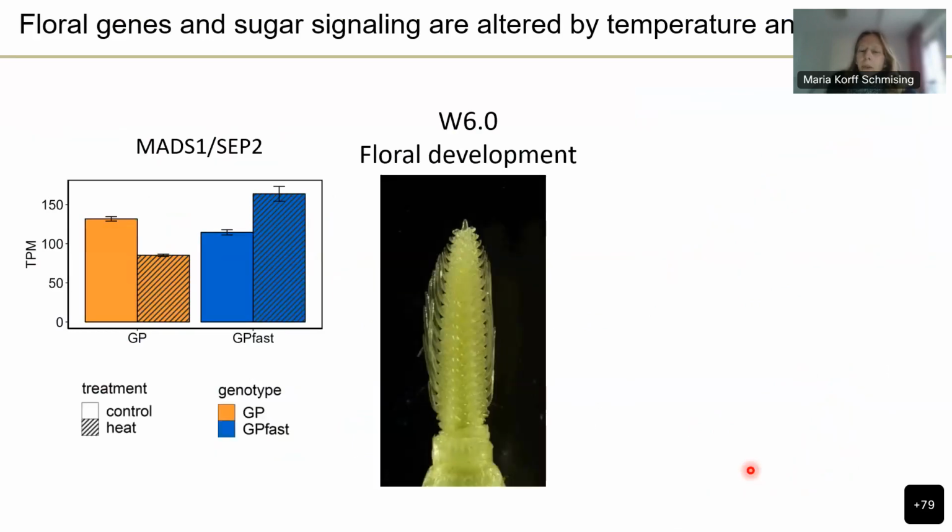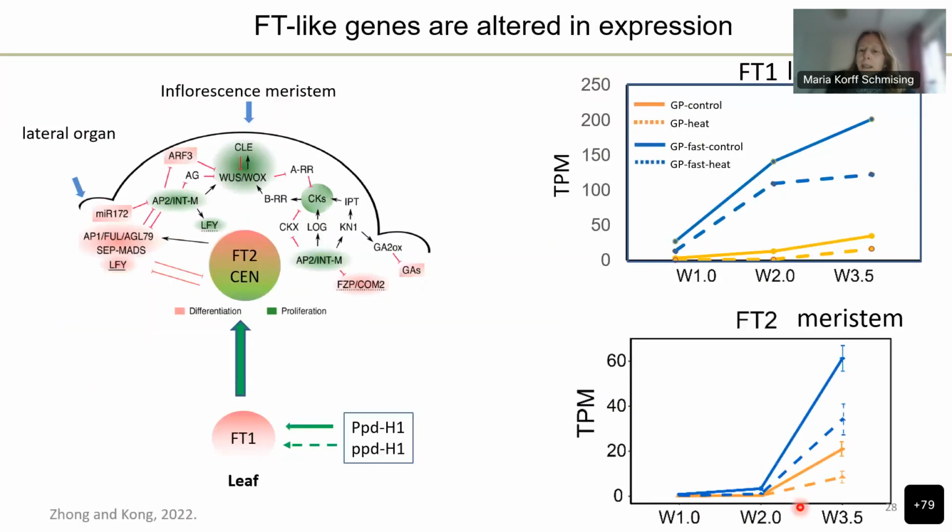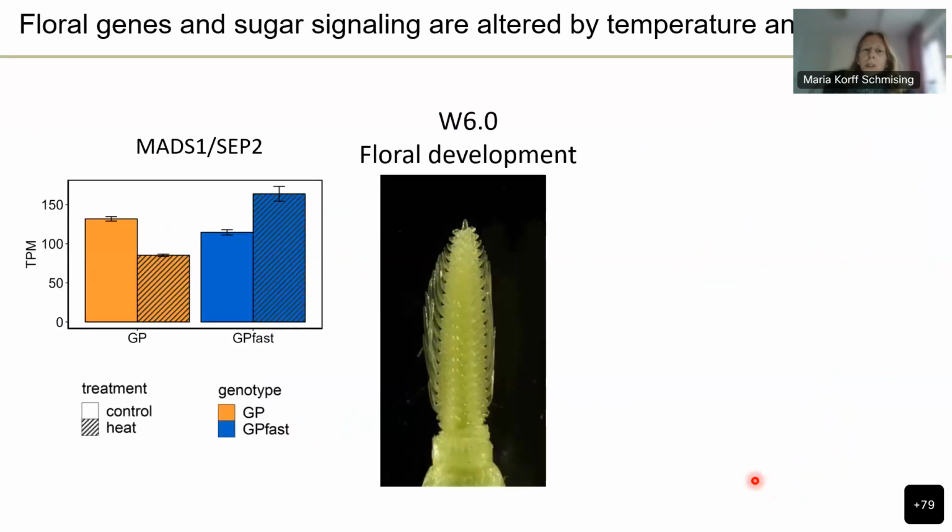Then, of course, maybe to go back, that did not so much correlate with this acceleration of development that we saw in the line Golden Promise fast under high ambient temperature conditions. So then we went into the next stage, which is this floral development stage 6. And we looked at a number of developmental genes, from this ABC model genes, so for example, Cipolata-like genes.